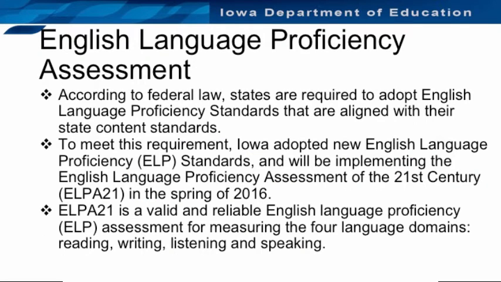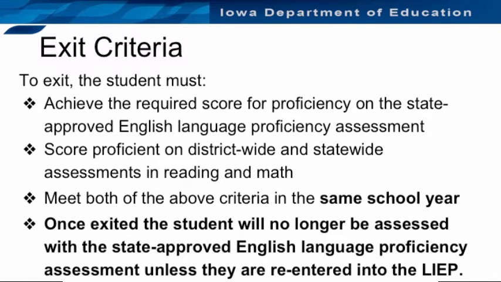English language proficiency assessment: according to federal law, states are required to adopt ELP standards that are aligned with their state content standards. To meet this requirement, Iowa adopted the new English language proficiency standards and will be implementing the English Language Proficiency Assessment for the 21st Century, also known as ELPA21, in the spring of 2016. ELPA21 is a valid and reliable English language proficiency assessment for measuring the 4 language domains: reading, writing, listening, and speaking.